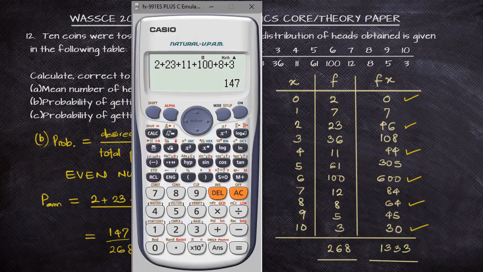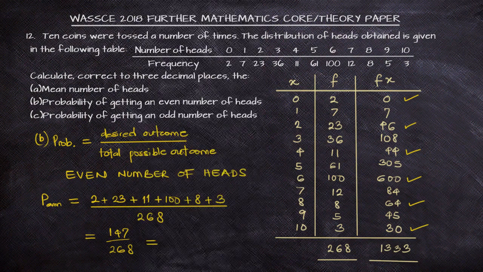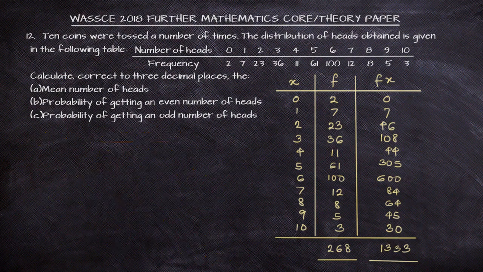If we divide that with our calculator, that will give us 0.54851, so 0.5485. But now we're asked to get our answer correct to 3 decimal places. So that will give us 0.549, because 5 will round up the 8 to 9 and our answer is out.